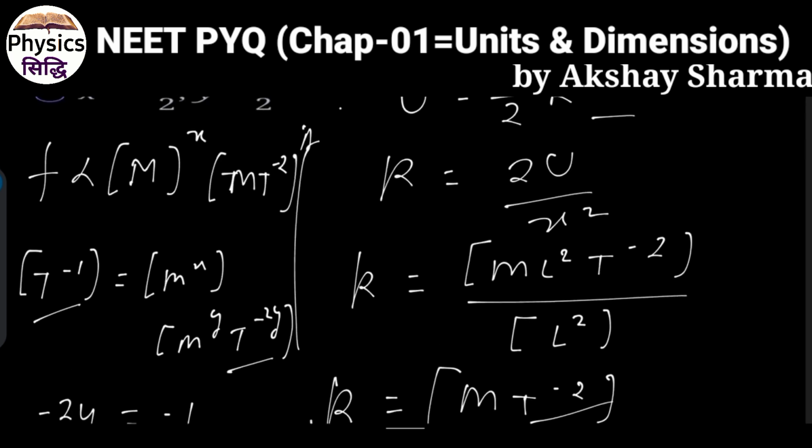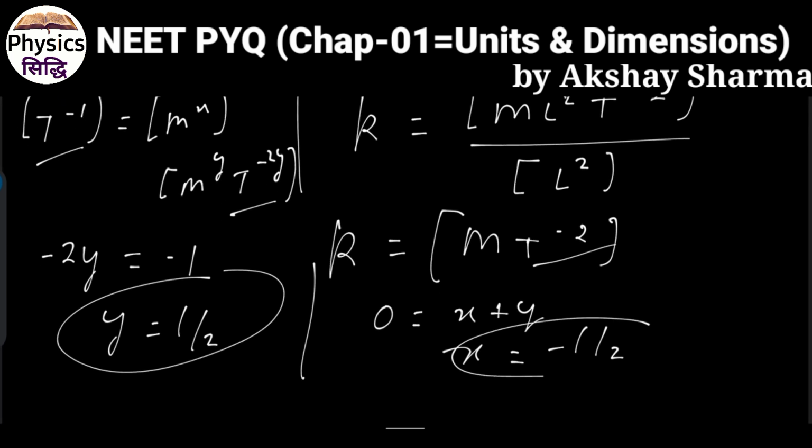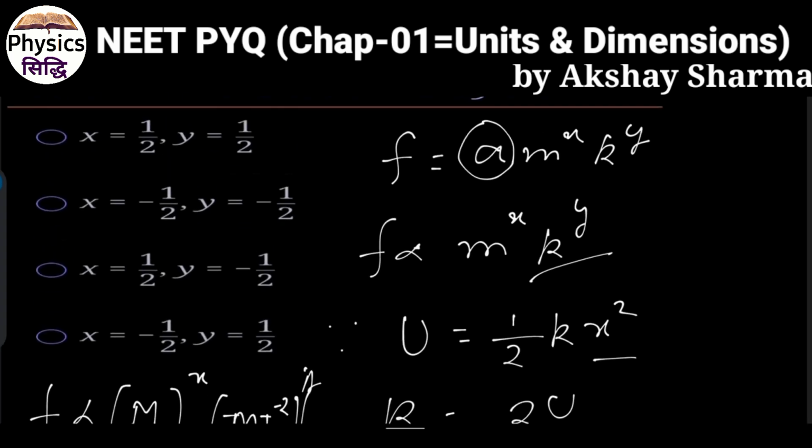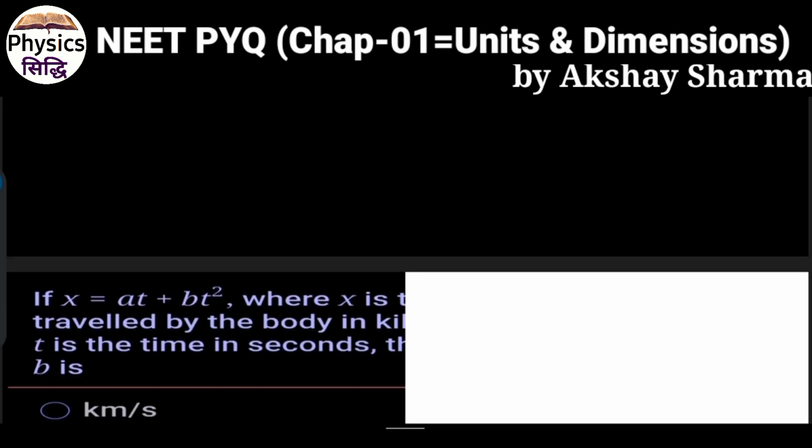X will be minus 1 by 2 and y will be 1 by 2. Minus 1 by 2 and 1 by 2. Option D is correct. Now move to the next question.